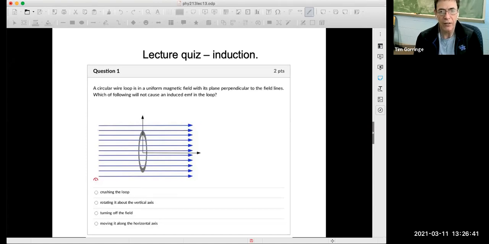If I was to do the other things to it, like supposing I crush it, feeling destructive, I'm tired of that loop, I'm going to crush it. Well, now, if I crushed it down, there's not as many field lines passing through it. And so I will have had an induced EMF. If I rotate it about the vertical axis, as you rotate it, you'll get more or less field lines going through the loop. And so you get an induced EMF. And if you turn off the field, for example, that's certainly going to change the flux through the loop. It's going to go away. You'll get an induced EMF there too.